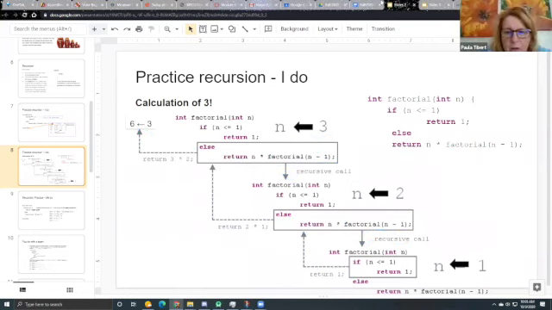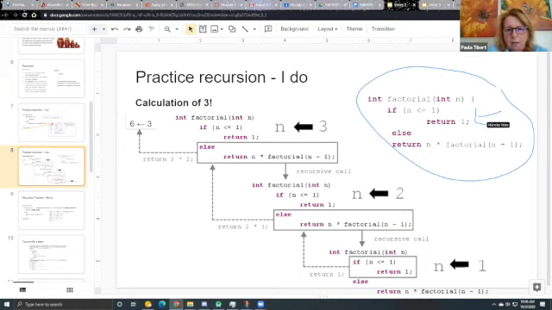I have a question. So at the beginning, it says if n is less than or equal to 1, return 1. So you got down to n equaling 1. So why didn't you return 1? Yeah, you will return your 1, but that 1 makes you step back up.